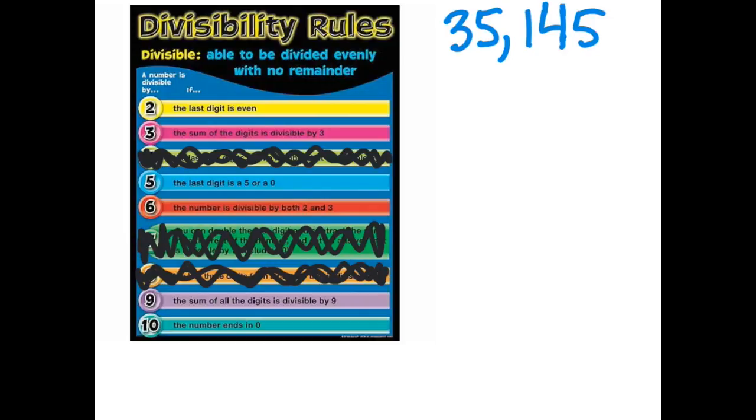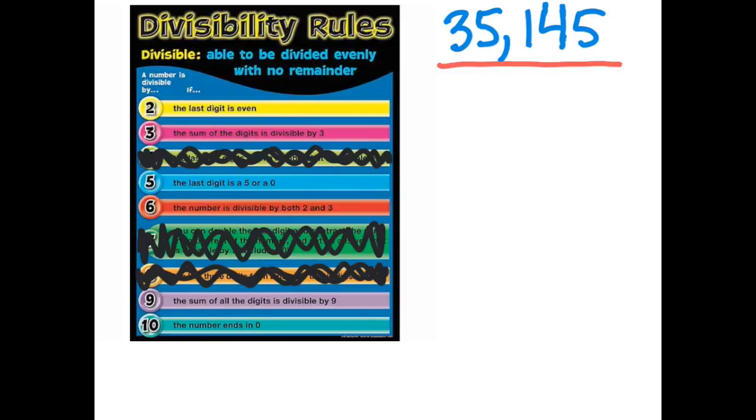So divisibility rules come in handy, not for little numbers like 32. I probably know my math facts well enough to know that 5 is not a factor of 32, so 32 is not divisible by 5. But what about bigger numbers, like 35,145? I want to know if a number is divisible by these certain numbers: 2, 3, 5, 6, 9, and 10. It's very handy to use the divisibility rules on really big numbers, like this one. So let's go through these rules.